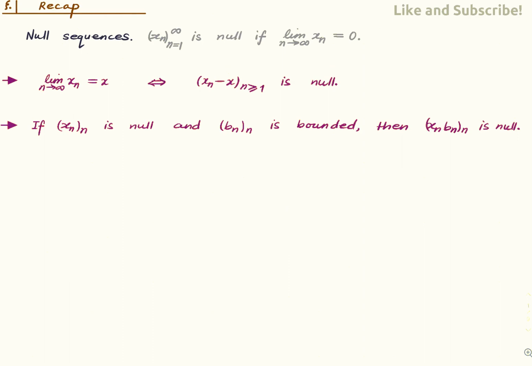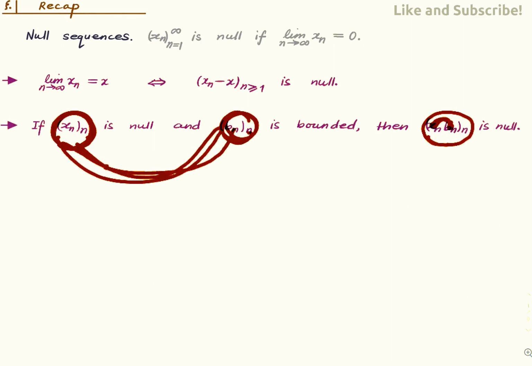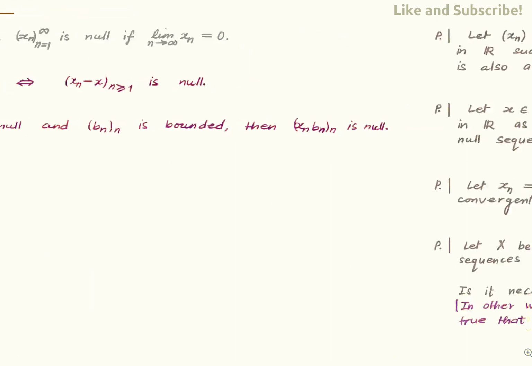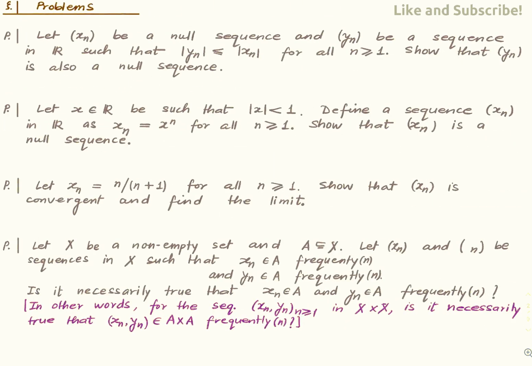And we saw a very simple fact that if we have a null sequence and a bounded sequence, then the sequence whose nth term is the product of the nth terms of the two original sequences is also a null sequence. So these are some of the things that we will use. All right. Here are some problems for practice. And now let us get started.